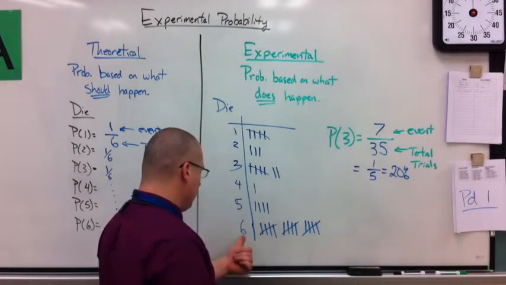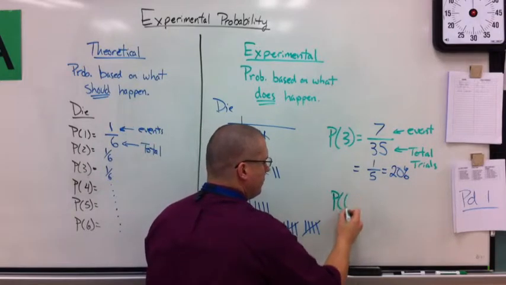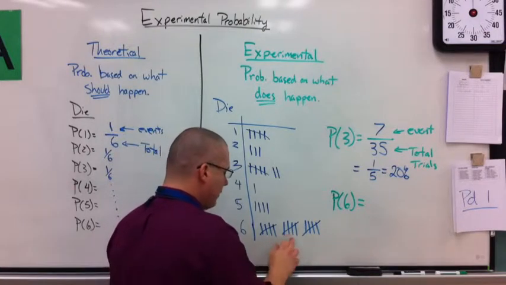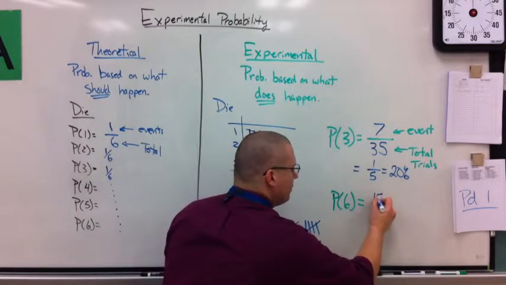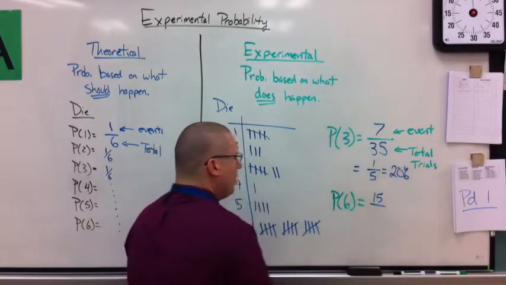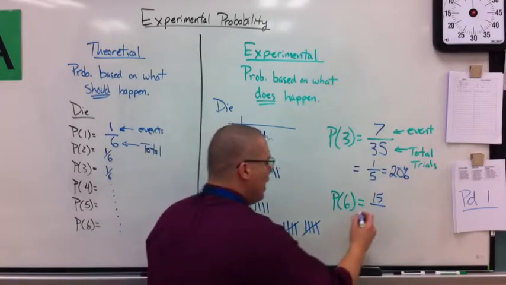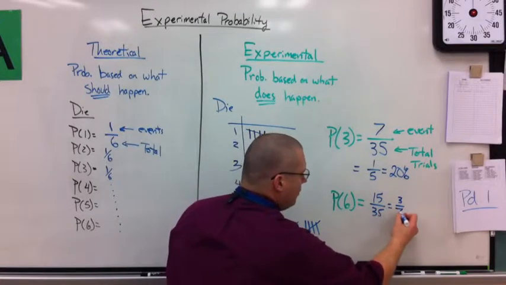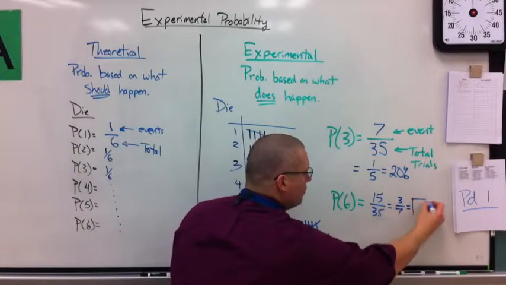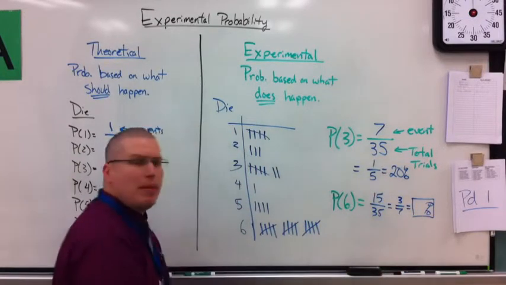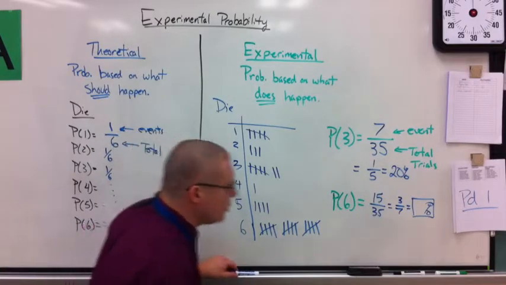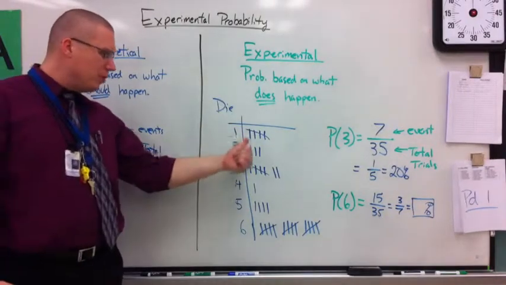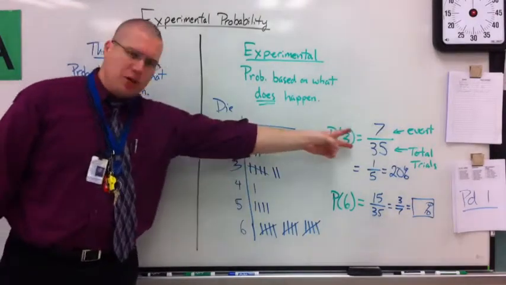Let's look at one more. Probability of a 6. Not what it should be, what it actually recorded to be. 5, 10, 15. I had 15 6s. What is my total number of trials? If I add all these up again, I still have 35. And I could reduce this. This becomes 3 out of 7. I could use a calculator to get my percentage. Again, I'm not worried about that now, but you could do that. So just understand, experimental probability is taking the actual experimental results, using your chart, counting up the numbers, and writing your fraction from here.